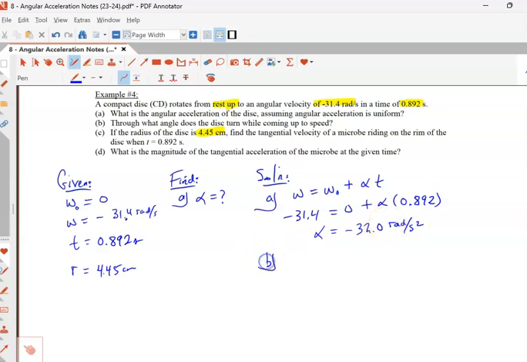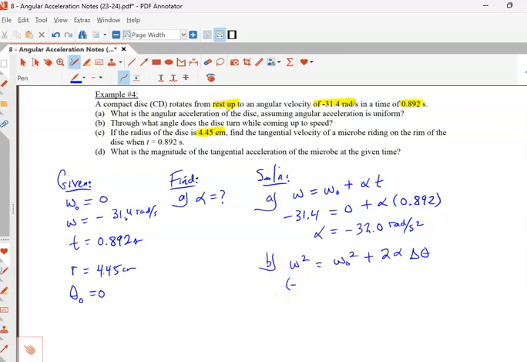Okay, moving on to part B. The angle that is needed to reach up to that speed. How much angle does it pass through? So we'll assume that the initial angle is 0 here. And there's a couple ways to do that. You could use omega squared equals omega naught squared plus 2 alpha delta theta, and then find delta theta. You could also use theta equals theta naught plus omega naught t plus 1/2 alpha t squared, whatever your preference is. Okay, I'm going to maybe just go with the first one.